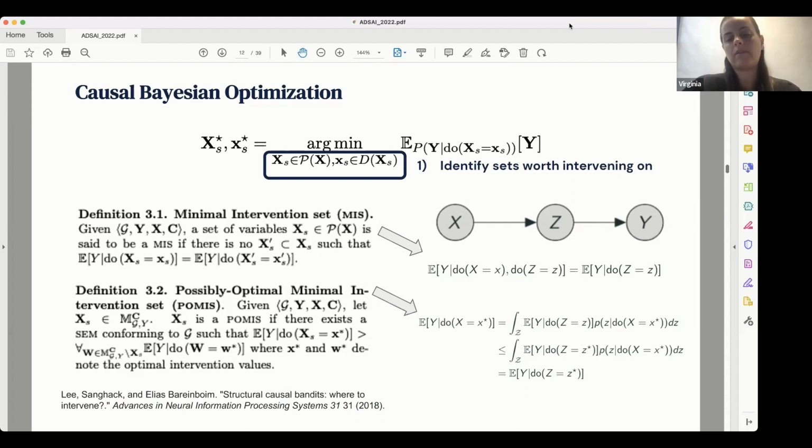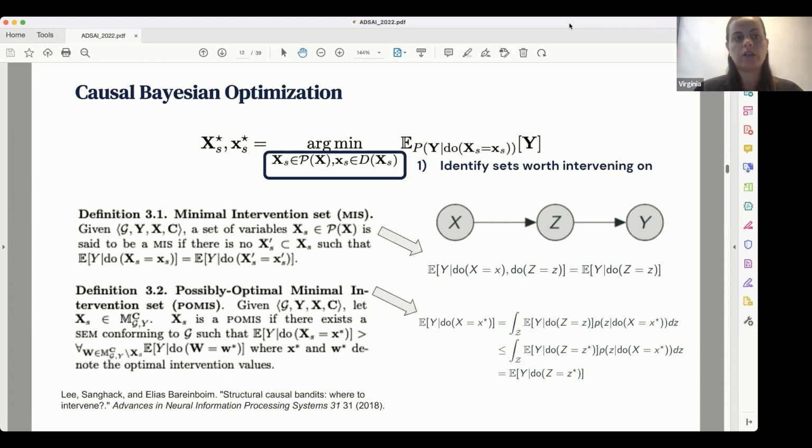In some cases, depending on the structure of the structural causal model, we might be able to also determine the order among the interventional outputs, meaning we might be able, for example, in this case, to determine whether the expected value for an intervention on X is always smaller or equal than the expected value for an intervention on another variable. And if this is the case, then we can obviously exclude the set from the search space.